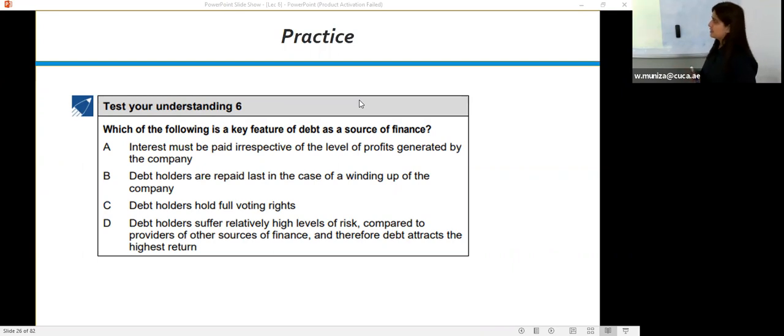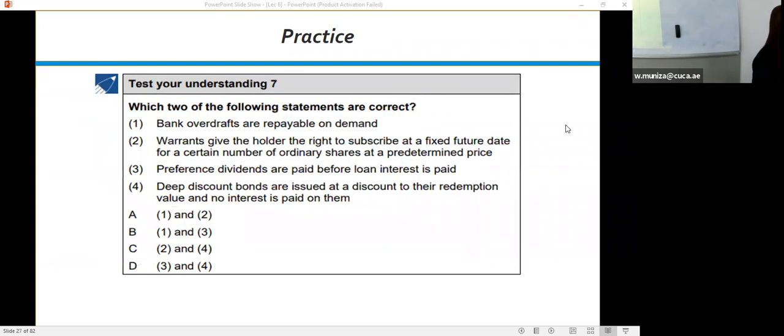Let's see the other options as well. Debt holders are repaid last in the case of the winding up of the company. No, they are paid first. Debt holders hold full voting rights. No. Debt holders suffer relatively high levels of risk. No, they suffer a lower level of risk as compared to the equity providers.